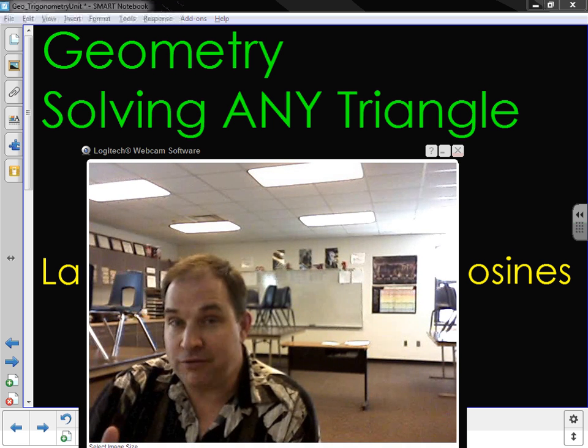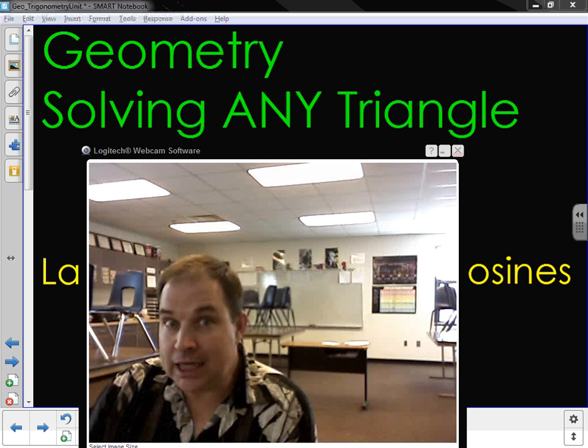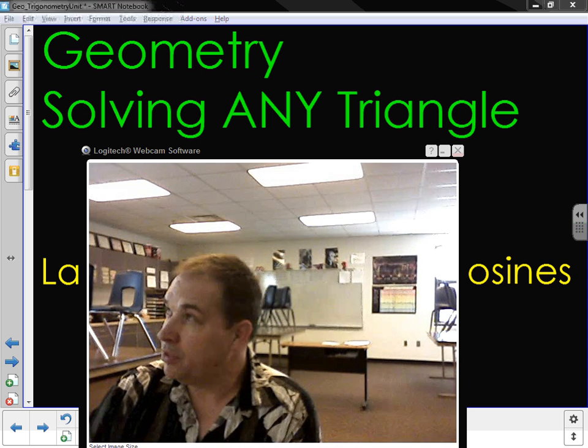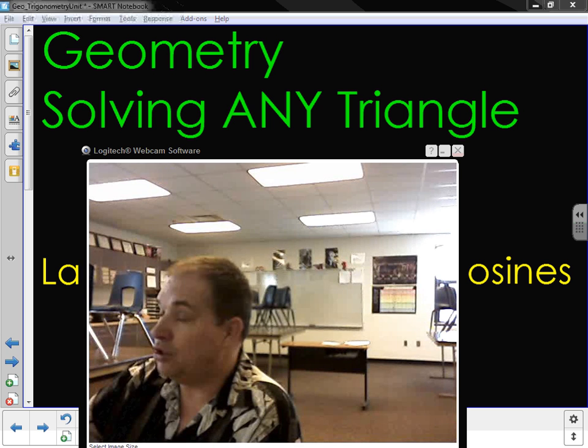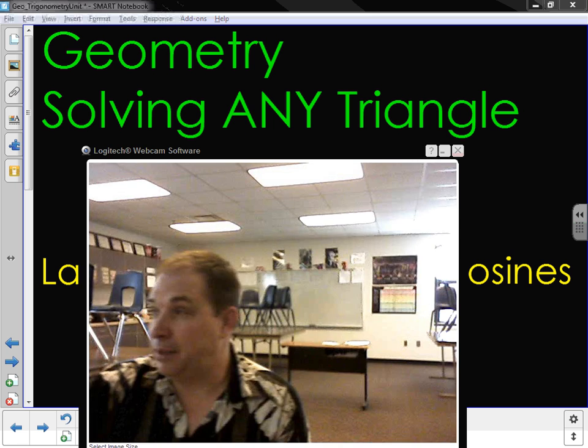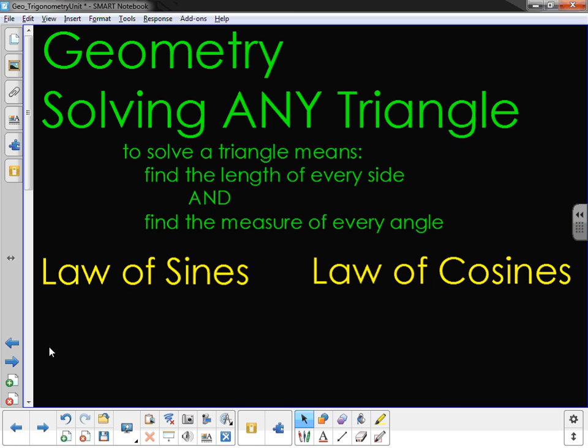But some of you have asked, what about any triangle? Can we figure out the angle measure or the side lengths of any triangle? And that's what we've got today: we want to be solving any triangle. So what does that mean? Just like with right triangles, to solve a triangle means to find the length of every side and the measure of every angle. Now, what usually happens is we have two main ways to do this.